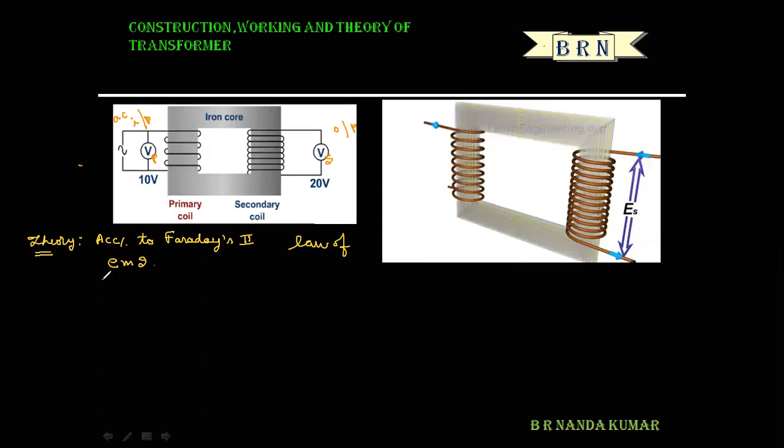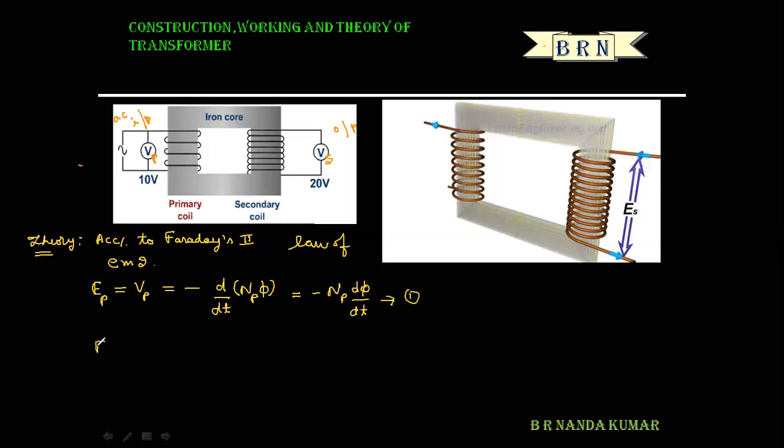the EMF induced in the primary coil, EP, which is equal to VP, both are the same, is equal to minus d by dt of NP into phi. NP means the number of turns in the primary coil. So this is minus NP into d phi by dt. Call this equation number 1.